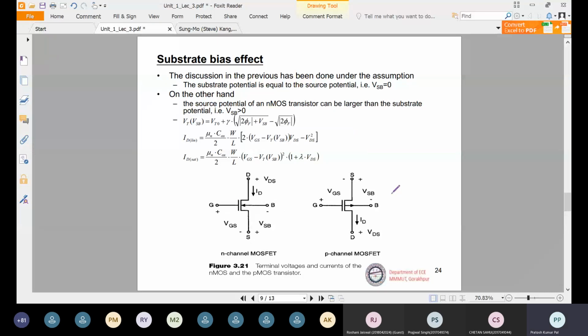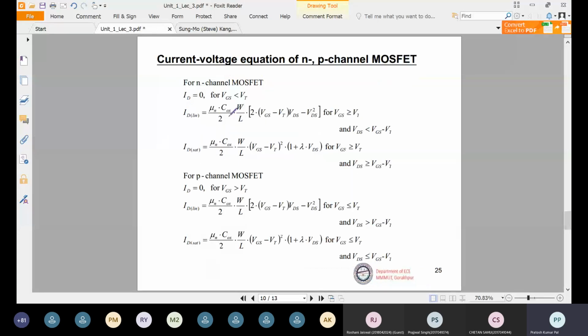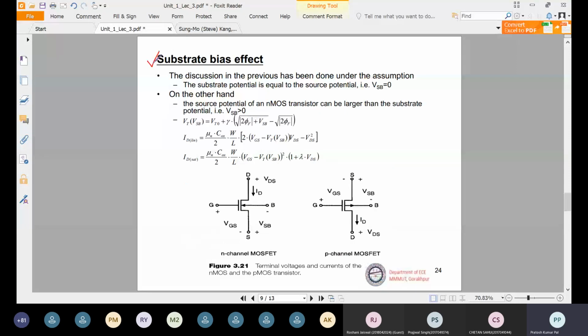Okay, so we will be closing for today's class. And one more thing we need to take care of: whatever the substrate biasing is, let us look at it once, and the rest we will see later. So let us look at the point of substrate biasing.